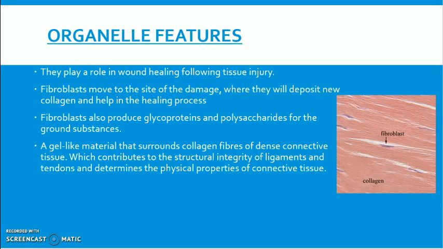Fibroblasts also produce glycoproteins and polysaccharides for the ground substance, a gel-like material that surrounds collagen fibers within dense connective tissue, which contributes to the structural integrity of ligaments and tendons and determines the physical properties of connective tissue.